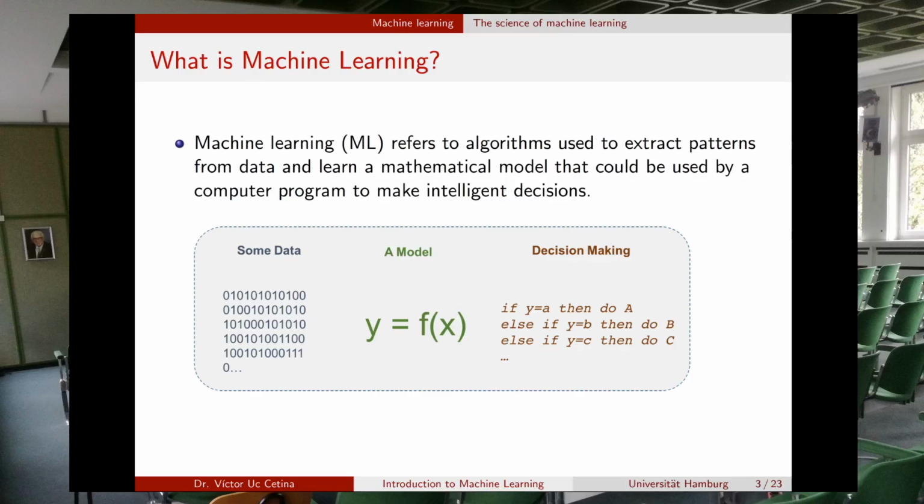So what is machine learning? Machine learning refers to algorithms used to extract patterns from data and learn a mathematical model that could be used by a computer program to make intelligent decisions. So what is this definition telling us? First, we need some data, exemplified here like zeros and ones, and this data could represent anything that can be stored in a computer. So it could represent images, video, or simply data from a website, for example.